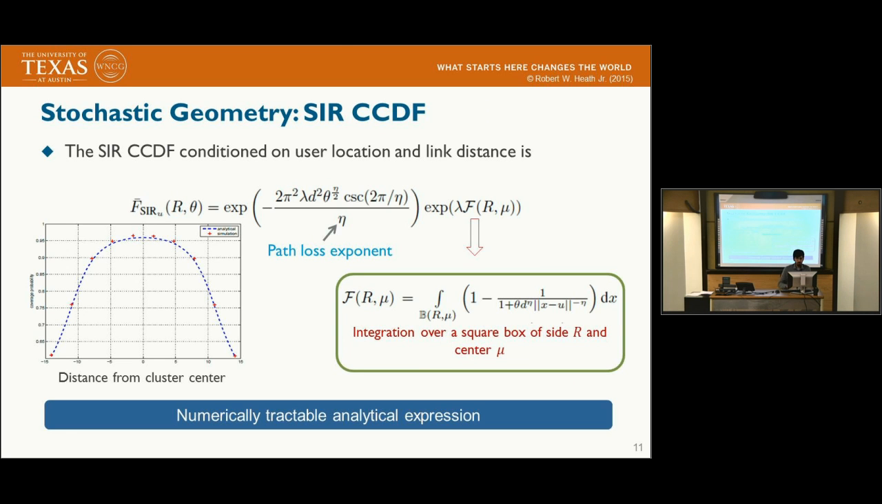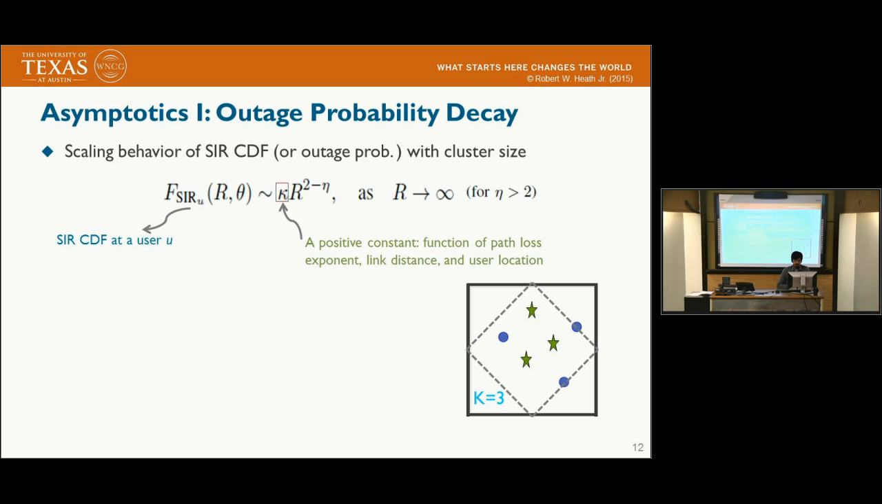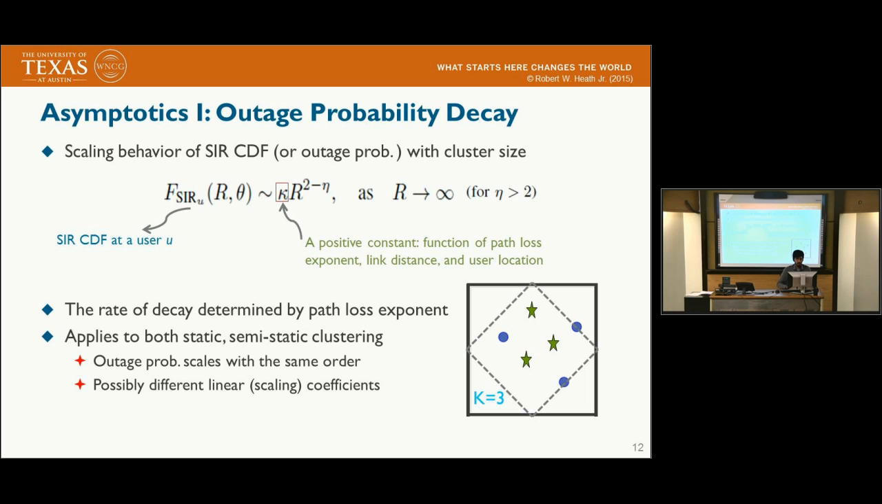So in using this analytical expression, we also wanted to characterize the behavior of the outage probability in terms of the cluster size. Remember that the length of the square cell R is also a proxy for the number of base stations in the cluster, because as R increases, more base stations are likely to be there in a cluster cell. Our analytical result shows that the outage probability at a user scales with the cluster parameter, and the order of the scaling is determined by the path loss exponent.